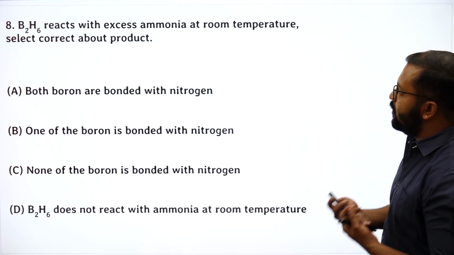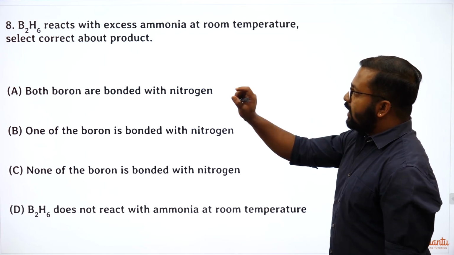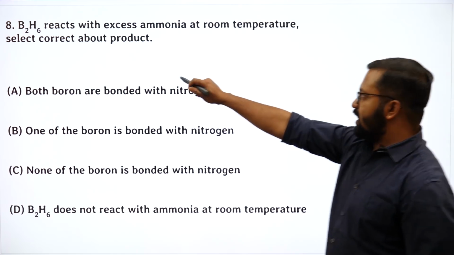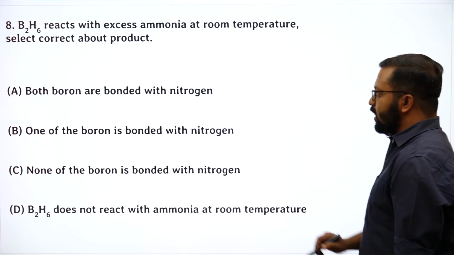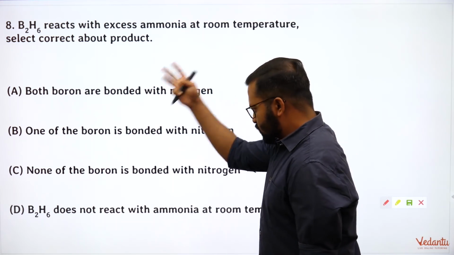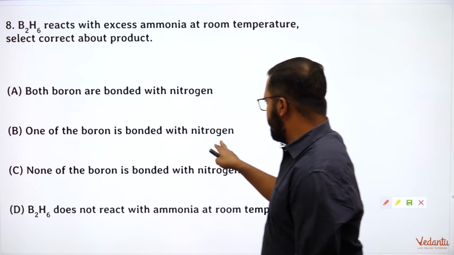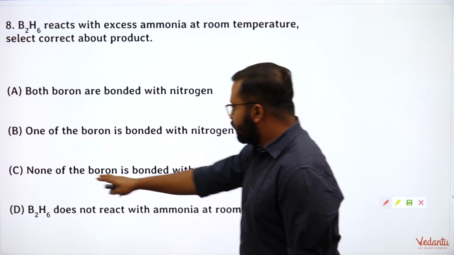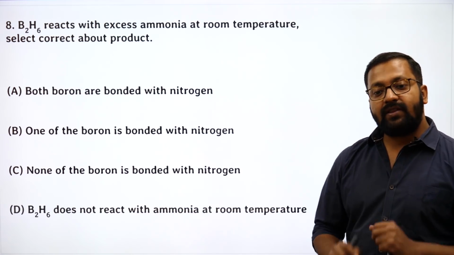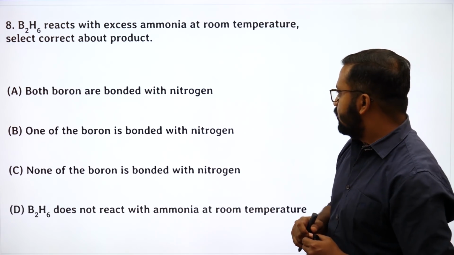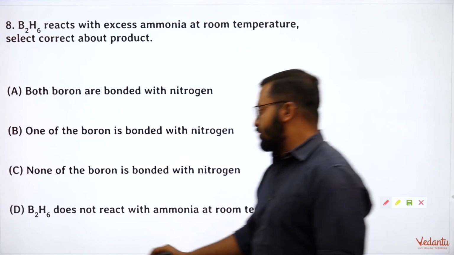B2H6 reacts with excess of ammonia at room temperature. Select the correct statement about the product. Let's look at the options. One of the boron is bonded with nitrogen; none of the boron is bonded with nitrogen; and the last option is B2H6 does not react with ammonia at room temperature, which is the right answer to this question.